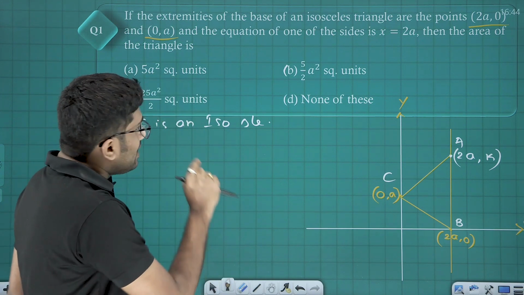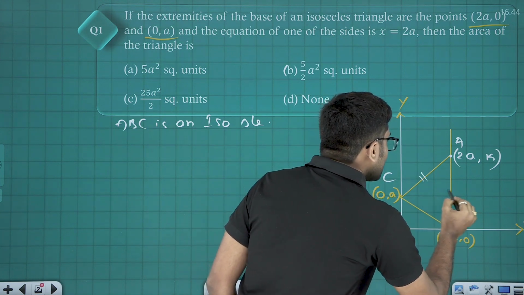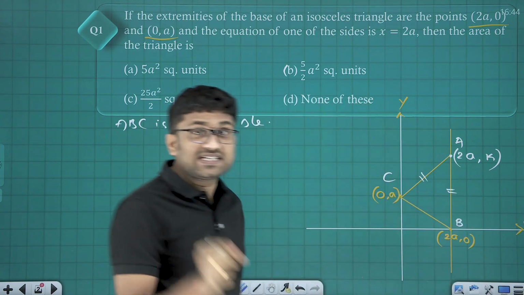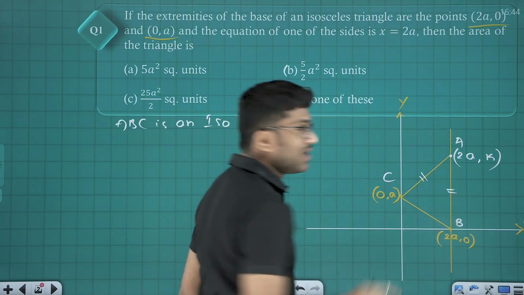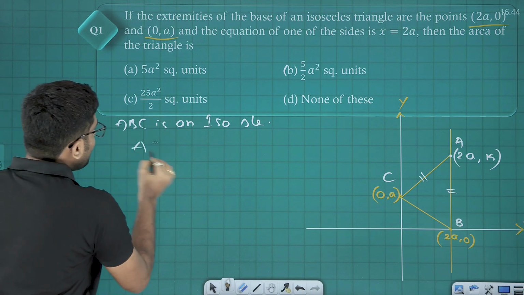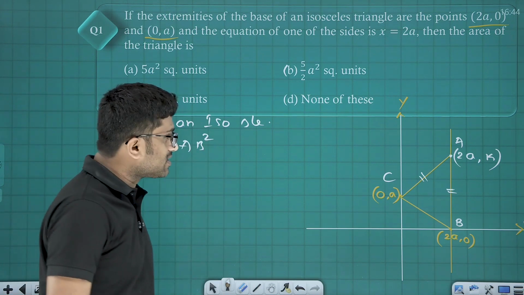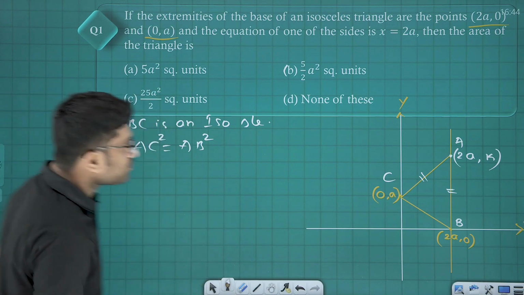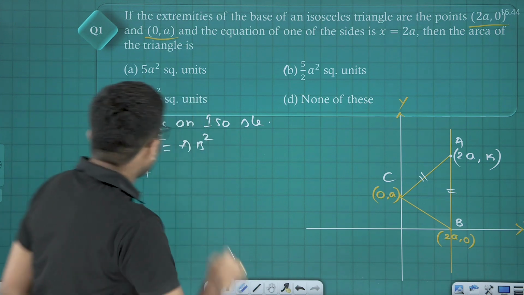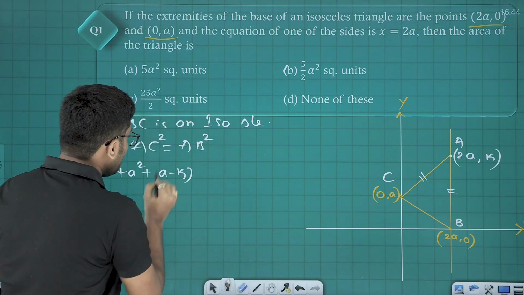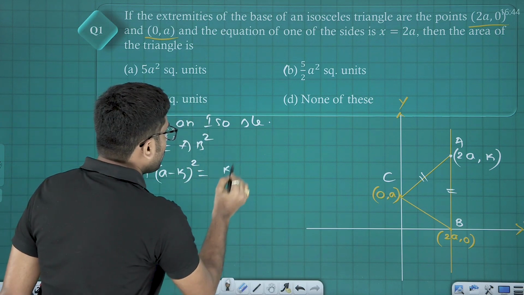Now what they said: if this is the base, then this side is equal to this side. They said BC is the base of an isosceles triangle. So for sure AC will be equal to AB. So AC equals AB; squaring on both sides, AC square equals AB square. AC square is nothing but 2a minus 0, that is 4a square, plus a minus k whole square, equals 2a minus 2a squared, which will be equal to k square only.